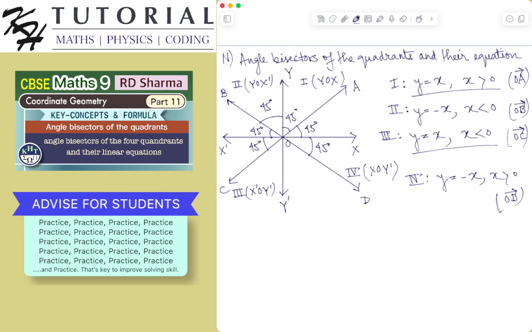So that is all. I hope this video will be beneficial for you to understand the concept of quadrants, their equation, and which are the points that may lie on a bisector of a particular quadrant.